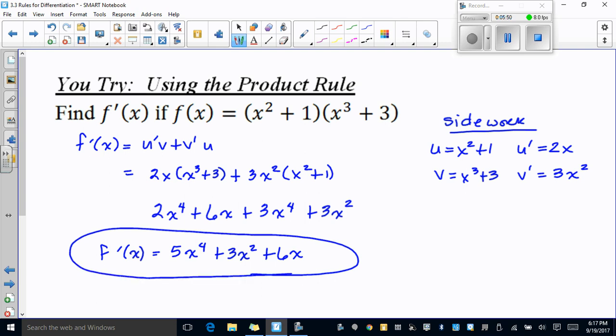And I do realize I'm going kind of fast, but that's what your pause button is for. You can pause it, and then my video doesn't get so long. Here's one thing I do want to point out to you. Multiplication is commutative, so it really does not matter which one you make u and which one you make v.